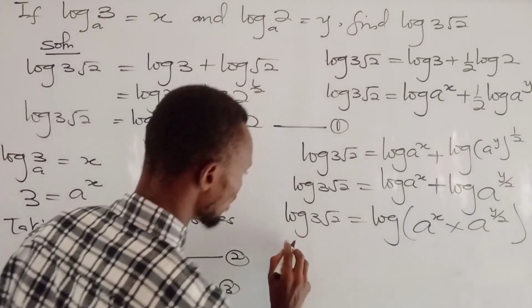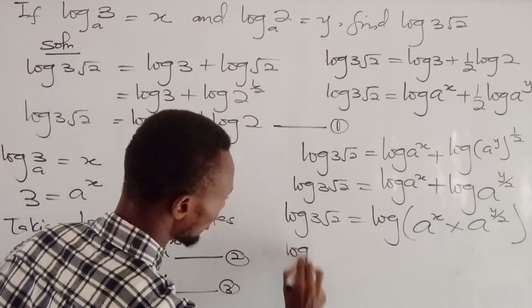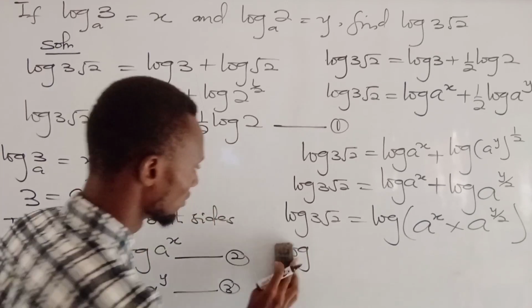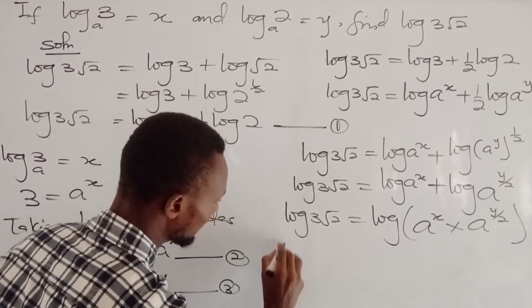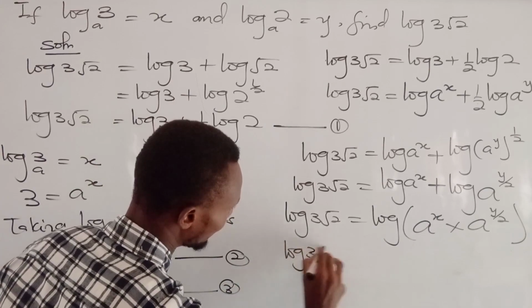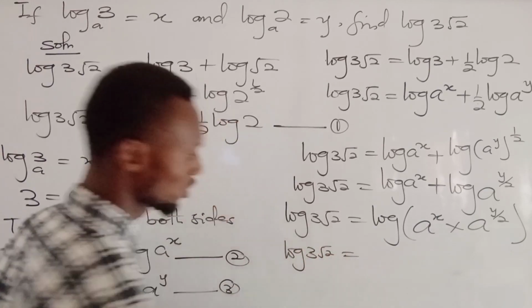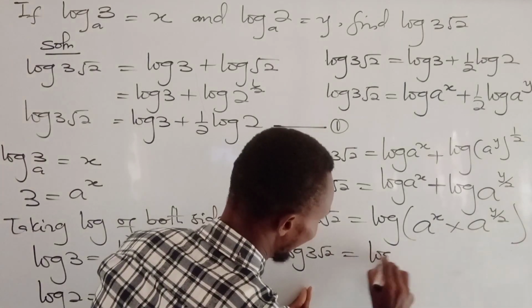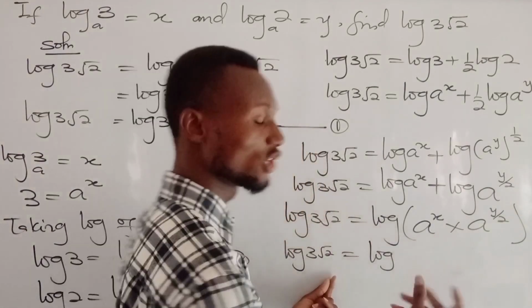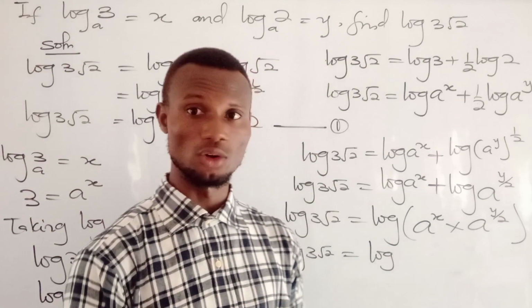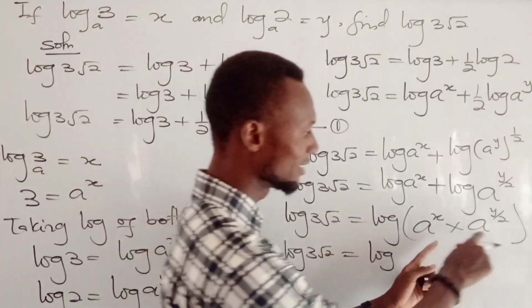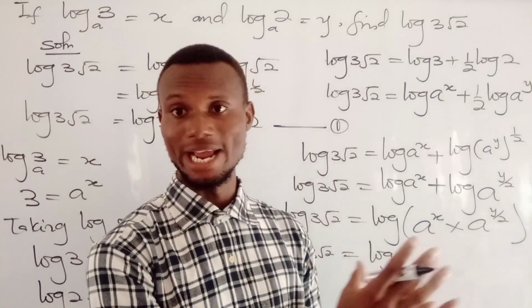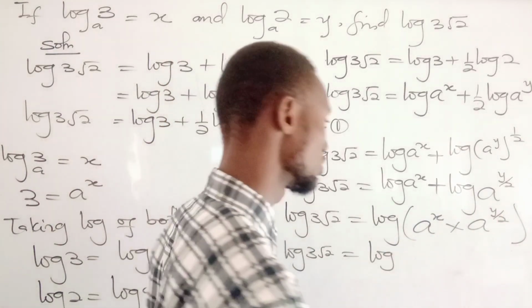I'm going to repeat my log. Let me clean it and write it well. So I have my log 3 root 2 will be equal to, I hope you are following. Now I'm going to repeat my log, which is here. Then I'm going to apply the indices law to simplify this one. You can see that the bases are the same and they are multiplying, so we add the powers.